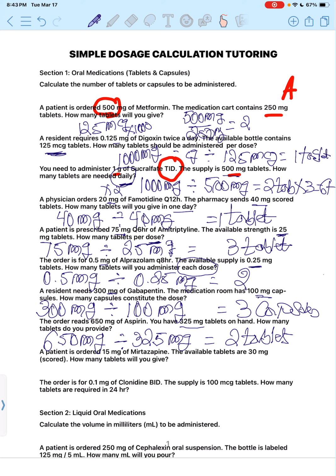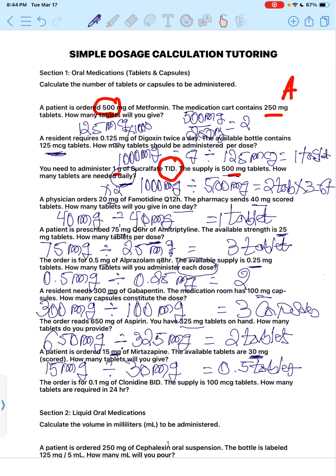Next one, the doctor prescribed 15 milligram. The available is 30 milligram. A scored tablet is a tablet that you can break in half. So what the doctor prescribed is 15 milligram. Make sure if you have a milligram there, you want to have a milligram there. So I'm going to divide this by 30 milligram, which is my available, multiply that by 1, and you're going to have a half tablet, 0.5 tablet.